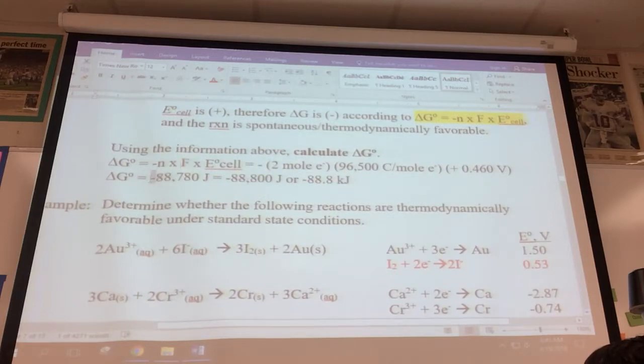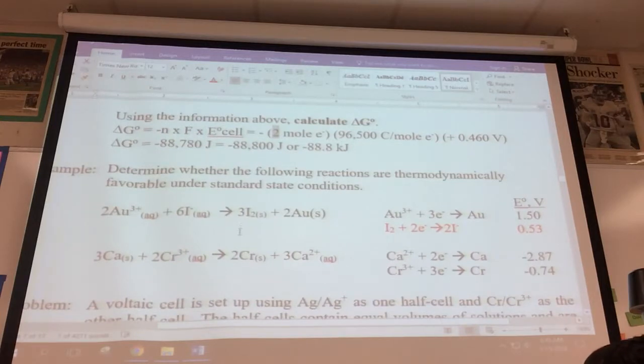Multiply it off. It comes out in joules because coulombs times volt is equal to joules. If they ask for kilojoules, you can move the decimal 3 to the left or divide by 1,000, and you've got negative 88.8 joules. Here I was just watching my sig figs. For sig figs, that's going to go based off the voltage. Don't base it off the number of electrons. That is a whole number. That's not relevant for significant digits. All right, let's take a look here.